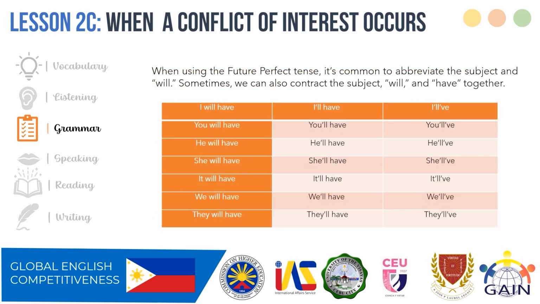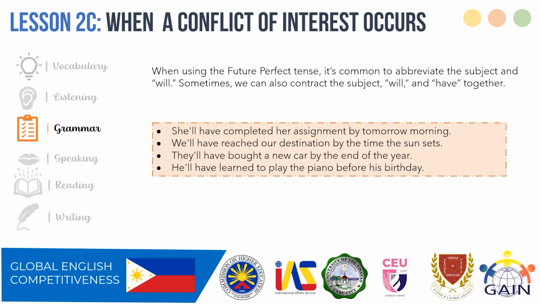When using the future perfect tense, it's common to abbreviate the subject and the auxiliary verb will. Sometimes we can also contract the subject, the auxiliary verb will, and the auxiliary verb have together. Take a look at the example flashed on your screen. Here are a couple of sentences that contract the subject and the auxiliary verb will. It is common to see sentences like these in informal writing and in conversations.